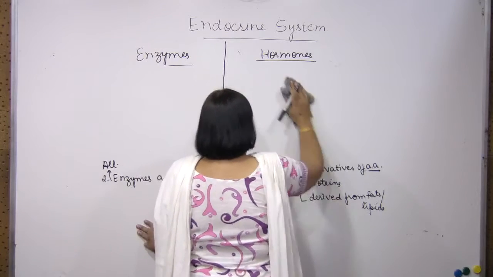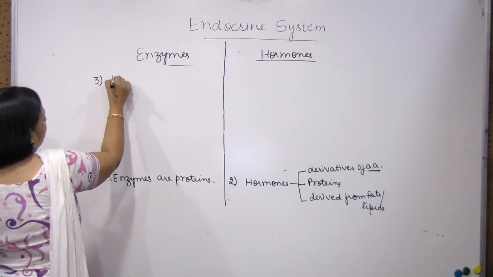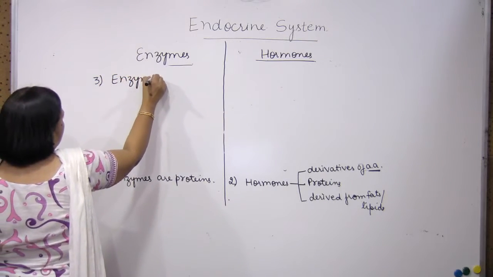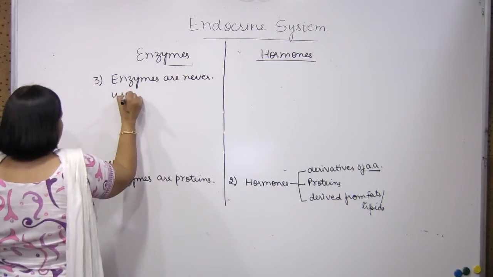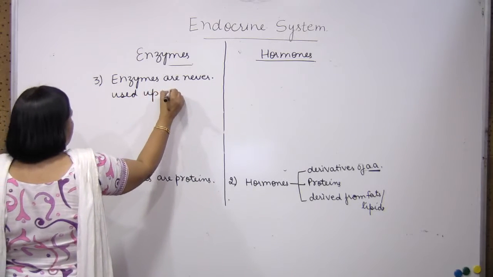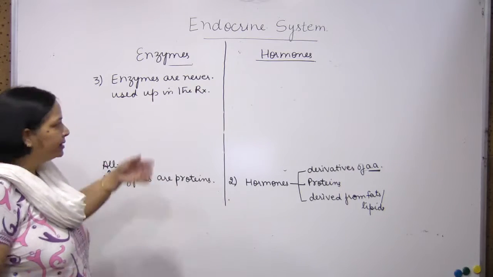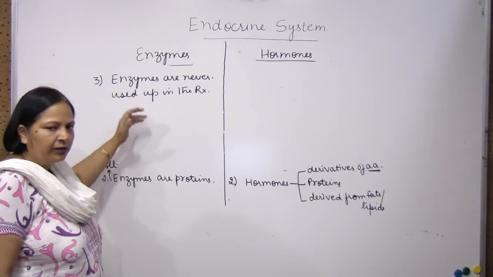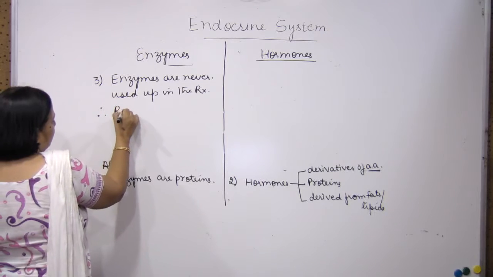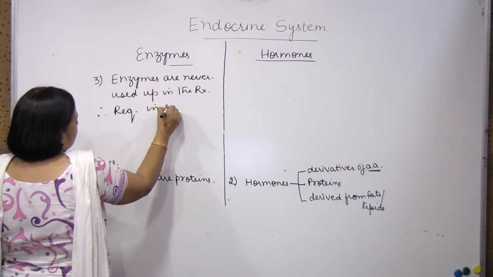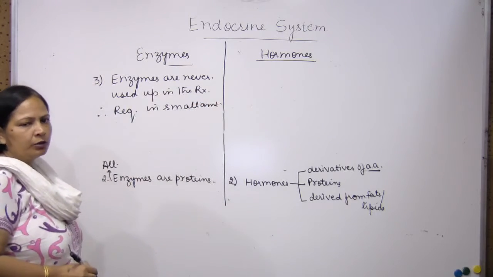Then, third point. Enzymes are never used up in the reactions. They catalyze the reaction, are recovered as such after the reaction, and can be used again. Therefore they are required in small amounts, because they can be reused.